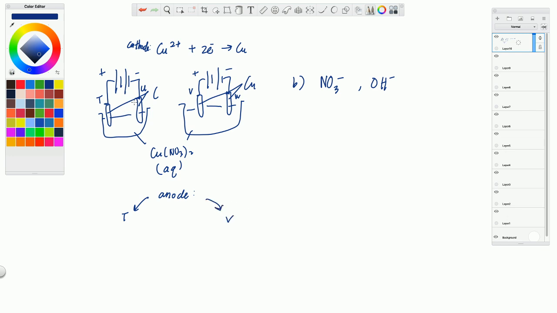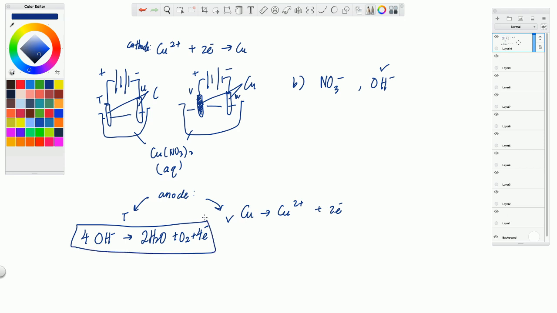For T, you are using carbon, so the ion that will be discharged is hydroxide. So hydroxide will be discharged to form water, oxygen, and electrons. For V, it's made out of copper, so it is a reactive metal. So the copper itself will react to form copper ions. So this question is asking for T, so this one is T. Can I have the next question?